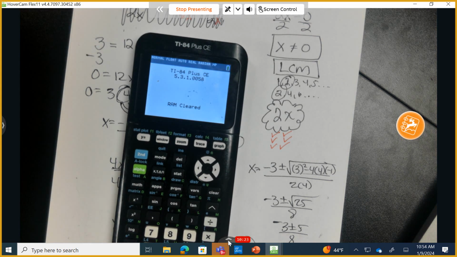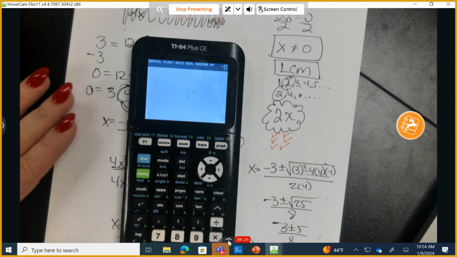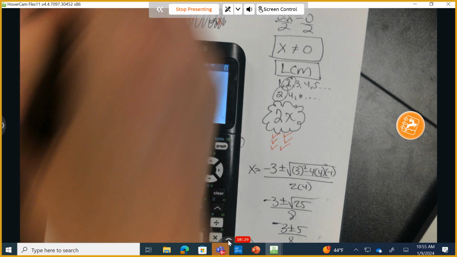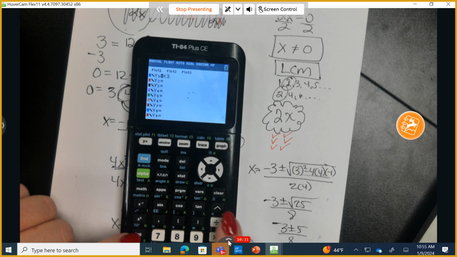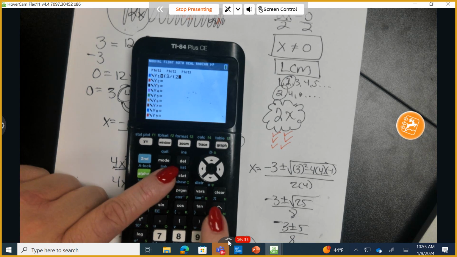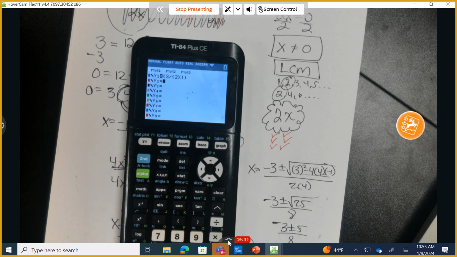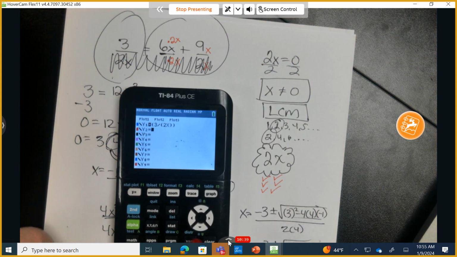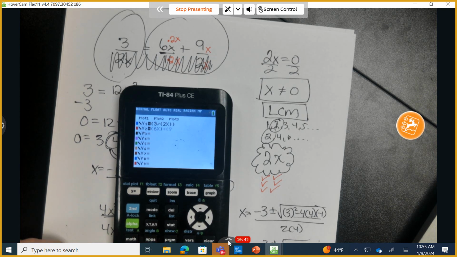Okay, so I'm going to plug this in. After everybody has cleared their calculator, please go to y equals. On the left side, this will be y sub 1. I have 3 divided by 2x. On the right side of this original equation, I have 6x plus 9 divided by 2. So I have the two functions down. And now I'm going to hit graph.